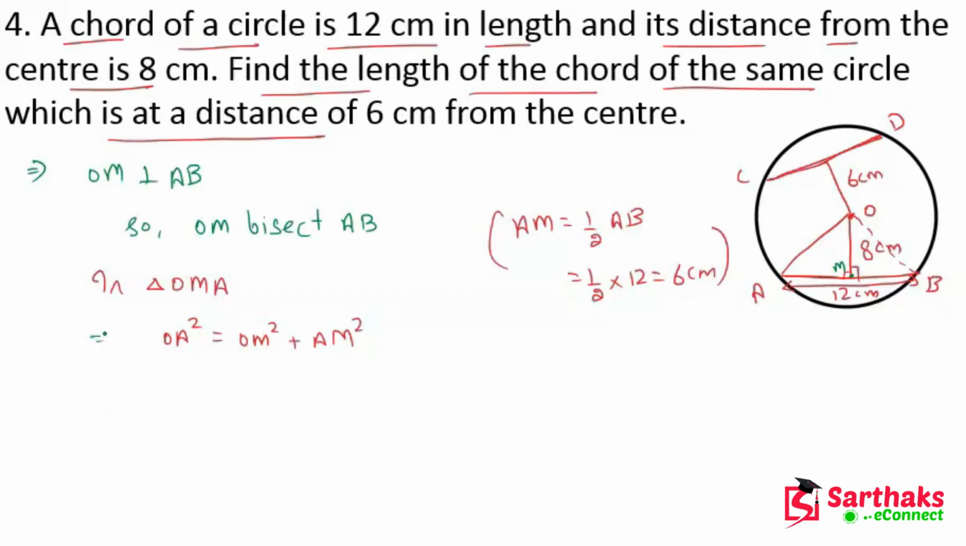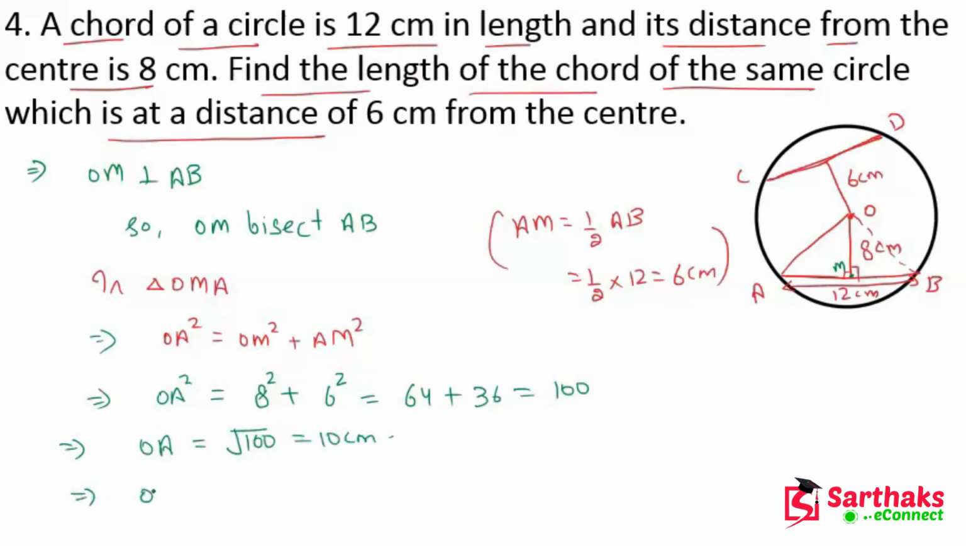So we can apply this: OA square is equal to OM square, which is 8 square, plus AM square, which is 6 square. I hope you get this one. 8 square is 64 plus 6 square is 36. After solving this we get 100. So OA is equal to the square root of 100, which is 10 centimeters. Now we have the radius, which is 10 centimeters.